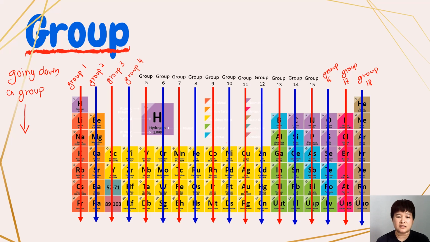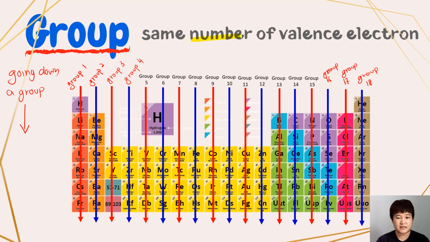And we have a similarity for all the elements located in the same group. All the elements in the same group will have the same number of valence electrons. All the elements in group 1 will have 1 valence electron. Everything down group 2 will have 2 valence electrons. Everything in group 3 will have 3 valence electrons, and so on: 4 valence electrons, 5 valence electrons, all the way to group 11, with 11 valence electrons, and group 12, with 12 valence electrons.